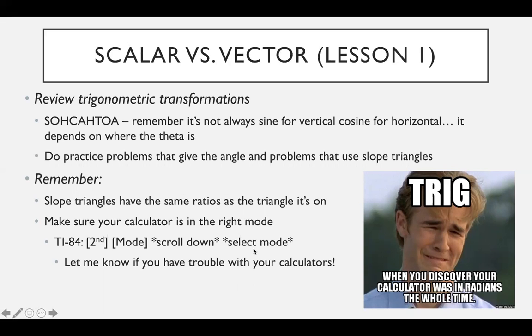And then another thing to remember is that if you're calculating for an angle in degrees, but your calculator's in radians, you're going to get the wrong answer. So just make sure you're double checking whether your calculator is in degrees or radians. And if you don't, these are the buttons for the TI-84. If you don't have a TI-84, you can either Google it or reach out to me and I'll help you through it, but that's something you should definitely know how to do.